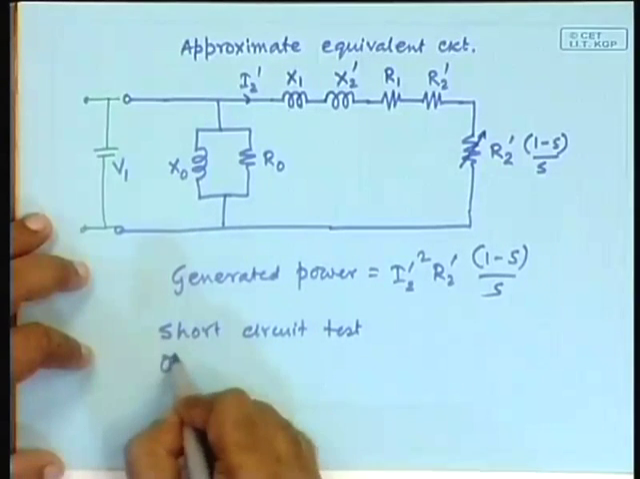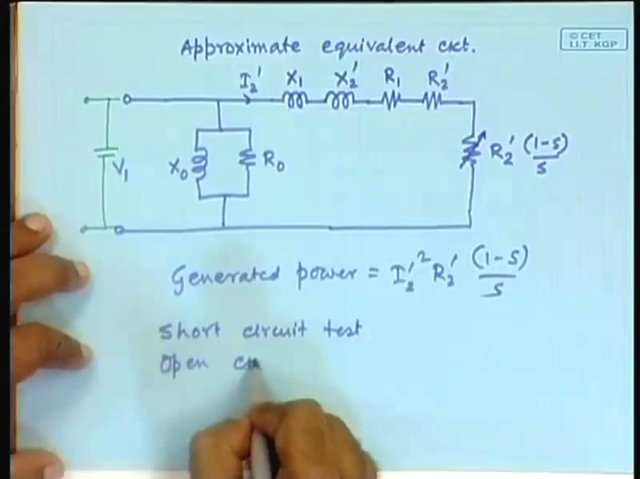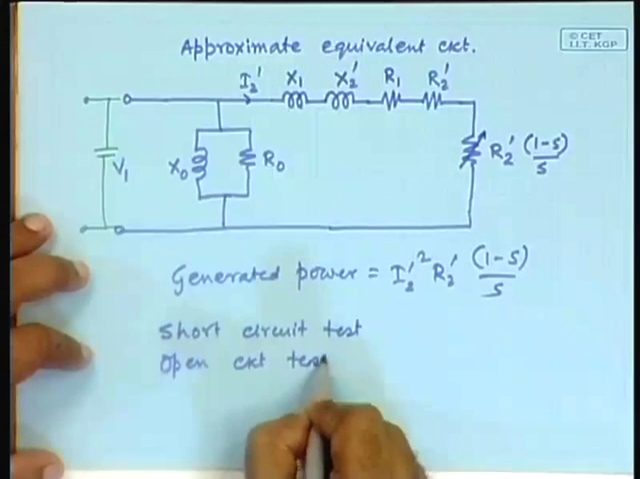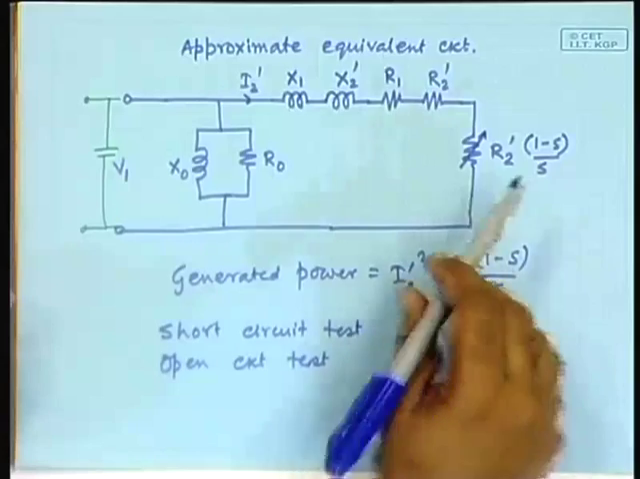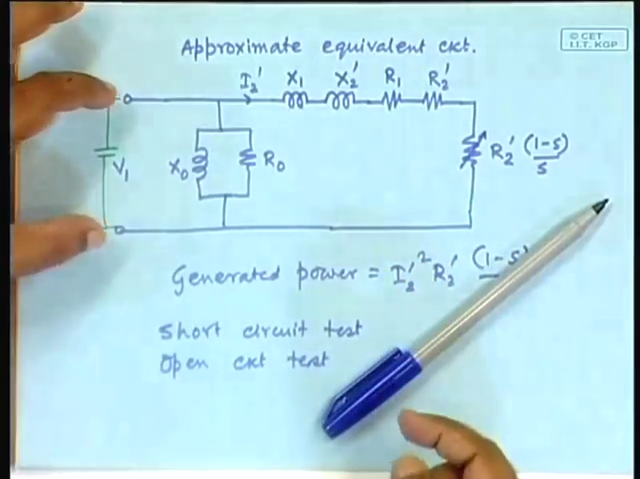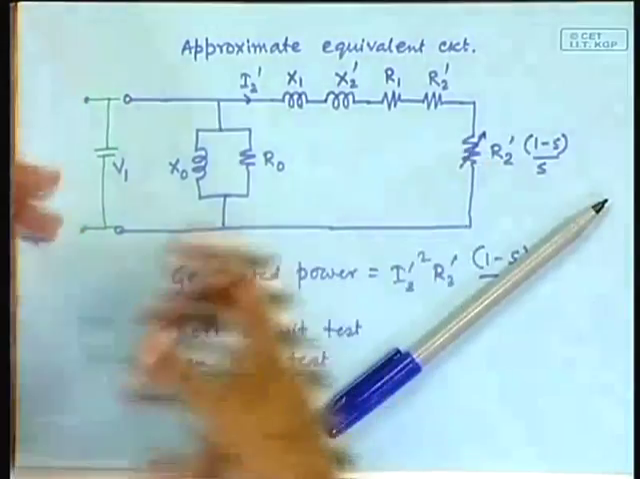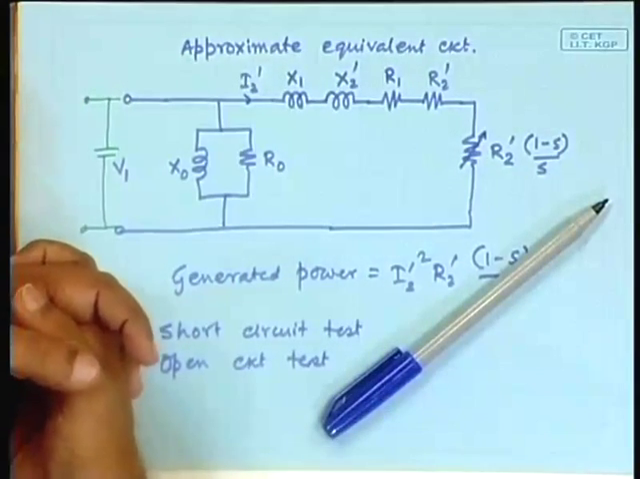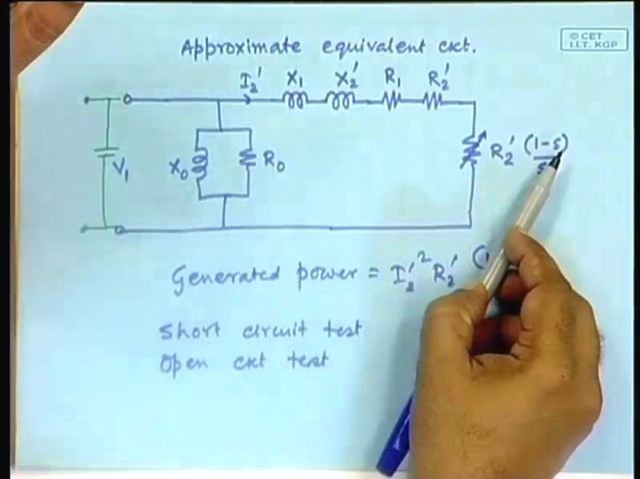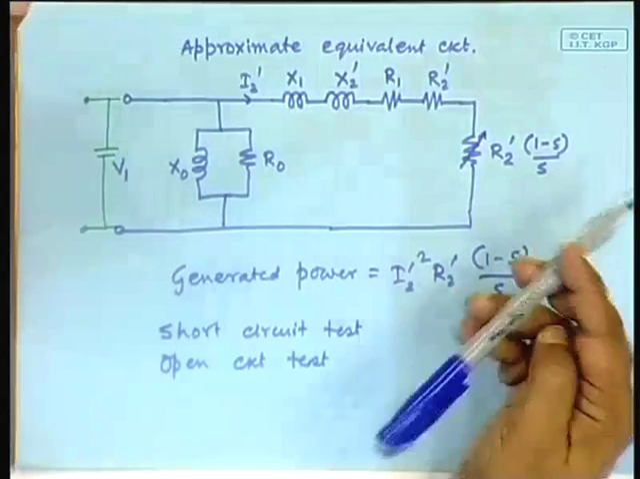And the open circuit test. In the short circuit test, what we do is we give a supply, maybe not the full voltage, but some voltage, and hold it without allowing the rotor to rotate, which means the slip will be 1.